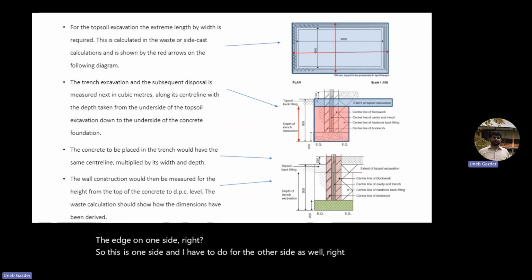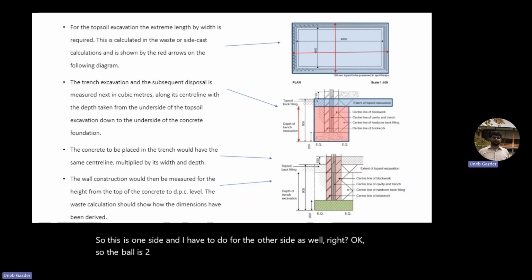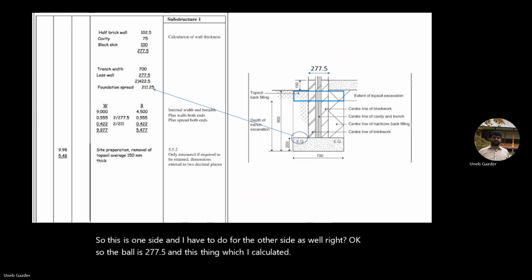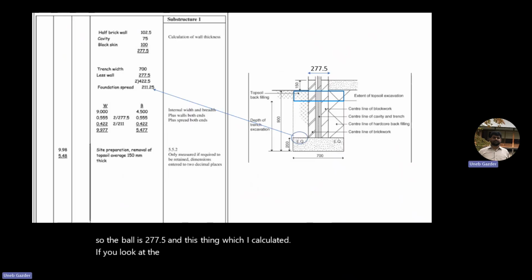Okay, so the wall is 277.5. And this thing which I calculated, if you look at the top, 211.25. Okay, so the wall plus 211.25 for each side. Clear? Okay. So one of the dimensions was 900. Okay. 555 is, I believe, the twice of the wall.